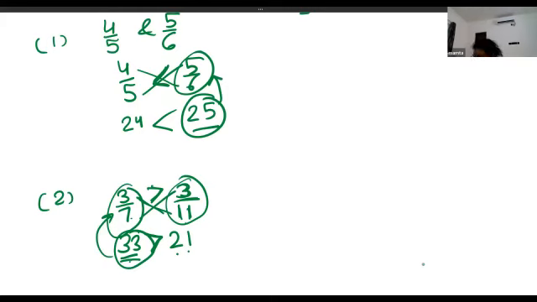Okay, children, this is the shortcut trick. In your school, your teacher might have told you the method of comparing two fractions by taking LCM. So this is the simplest.